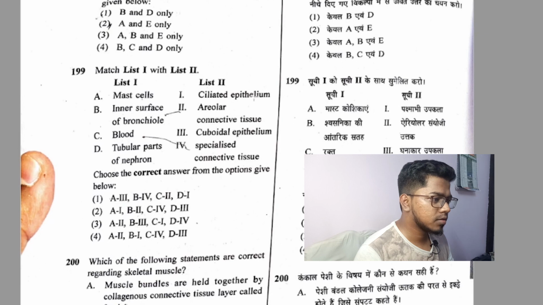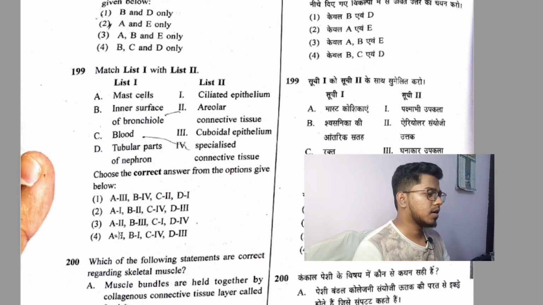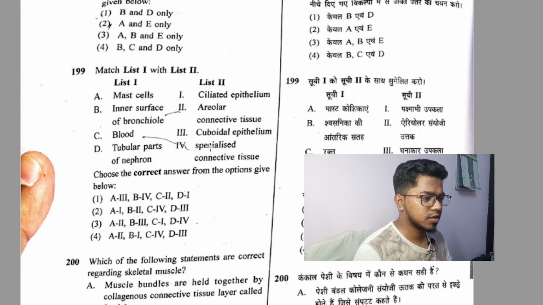Mast cell, no no, B is one, because the inner surface of bronchiole is ciliated epithelium. B is one man. Yeah, fourth option. A2. Mast cell, areolar connective tissue. Yeah, I'm sure now. Mast cell, areolar connective tissue. Inner surface of bronchiole, ciliated epithelium. Blood is a specialized connective tissue. Tubular parts of nephron, cuboidal epithelium. Yeah. 199, fourth.